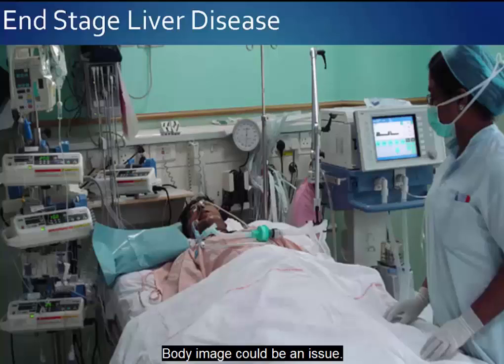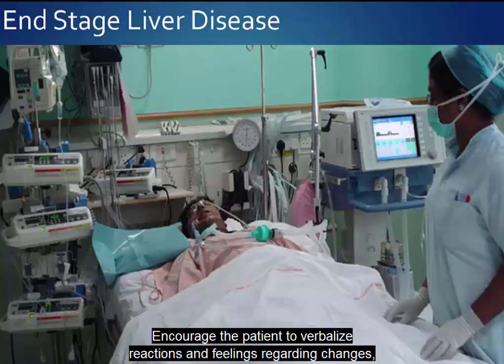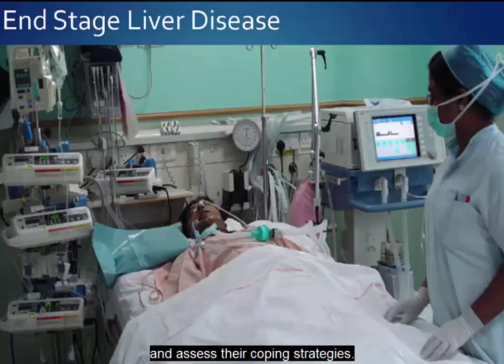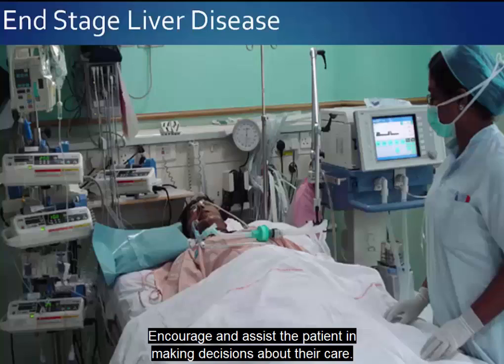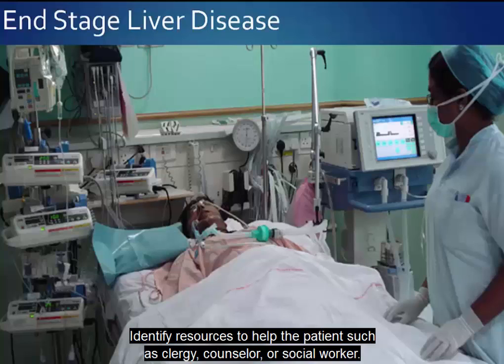Body image could be an issue. Encourage the patient to verbalize reactions and feelings regarding changes and assess their coping strategies. Encourage and assist the patient in making decisions about their care. Identify resources to help the patient, such as clergy, counselor, or social worker.